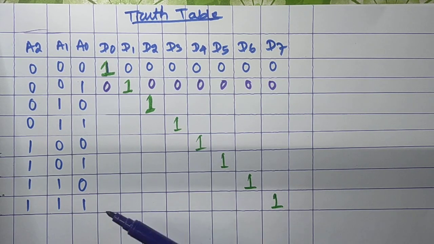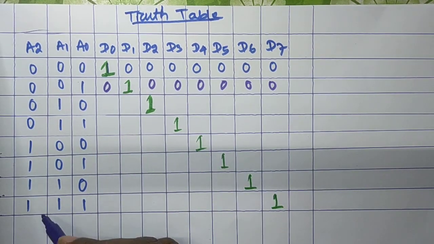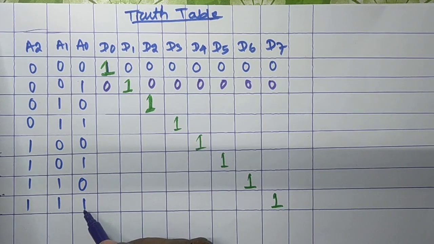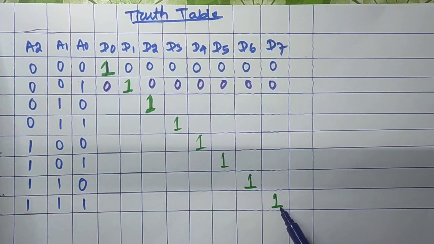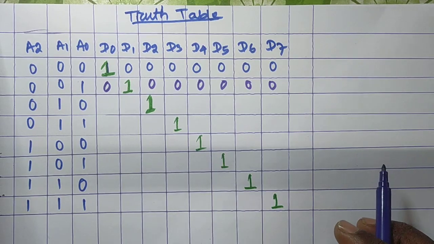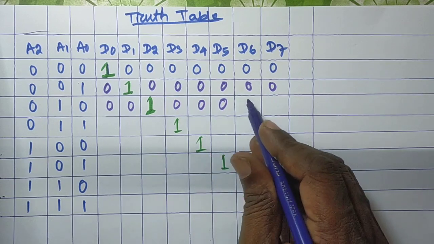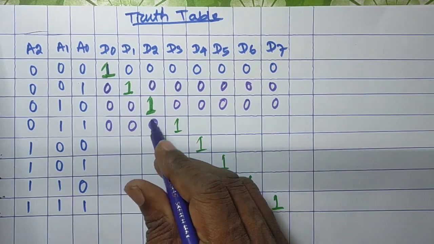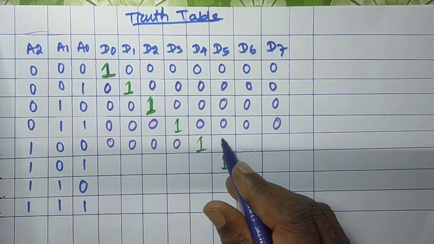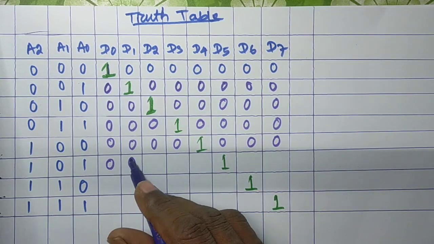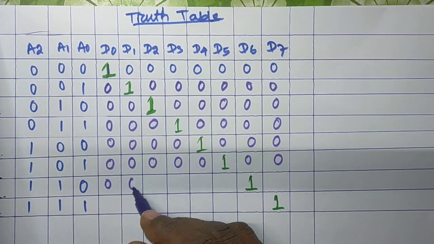The remaining part is the part that will be activated, meaning this output we can get. Whenever 1 1 1 is given by the 3 inputs A0, A1, A2, we definitely get the D7 output. We have already discussed that in the design. The remaining part will be 0. Here will be 0, 0, 0, 0, 0, 0, 0. All remaining are 0. We can fill it up in this manner. There is no problem.